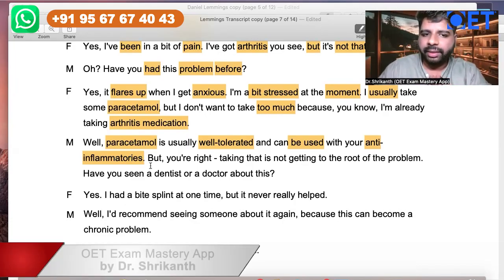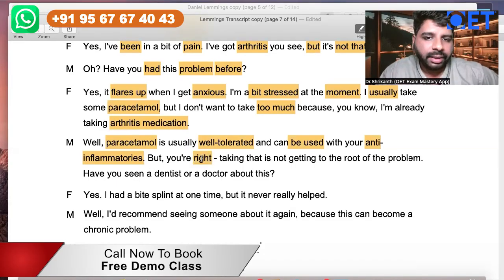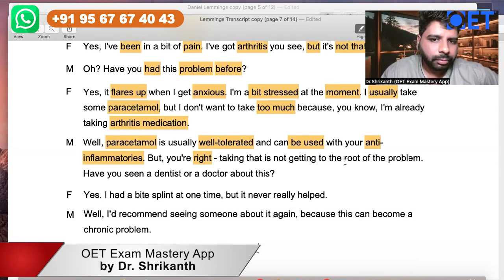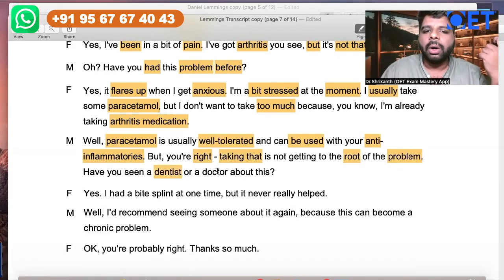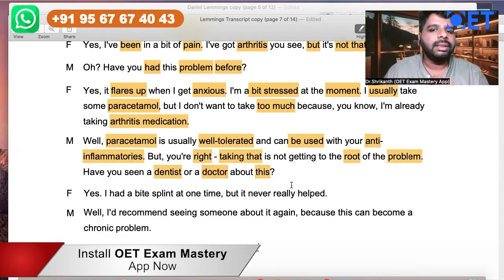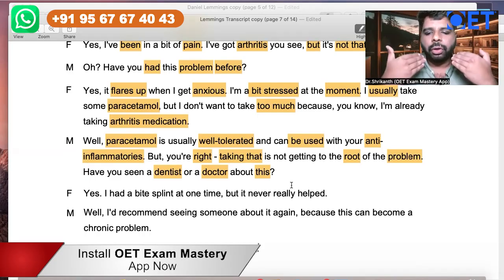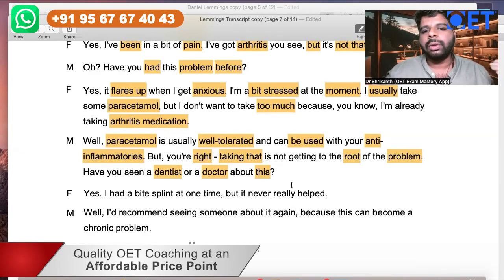Now, the word but is coming. That means a signal, a change is coming. Okay, an idea. Now, he is saying, yes, you are right. Taking that is not getting to the root of the problem. Okay, so taking paracetamol is not going to the root of the problem, which is a jaw problem. And he is saying, have you seen a dentist or a doctor about this? See, now since you have a jaw problem, we will go to the dentist, right? Usually when we have a jaw problem, we go to the dentist, or the doctor. So he is asking, regarding this jaw problem, have you visited a dentist or a doctor?